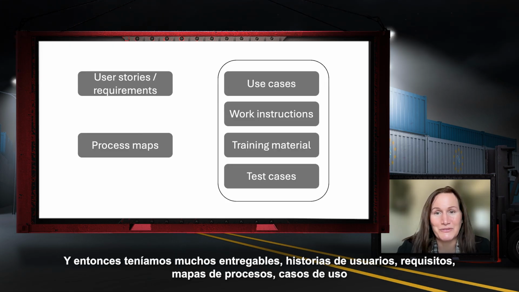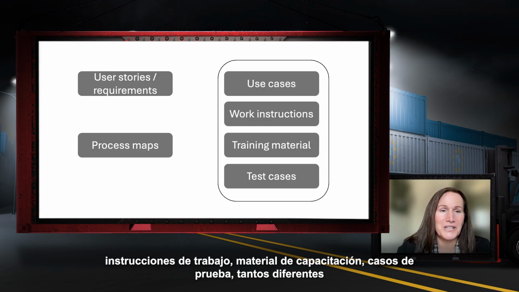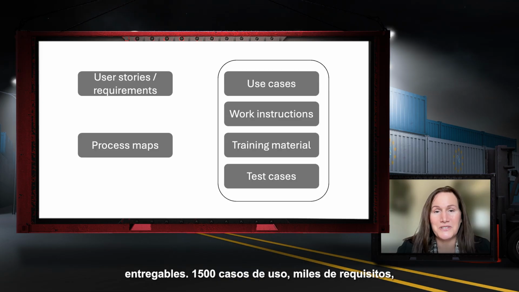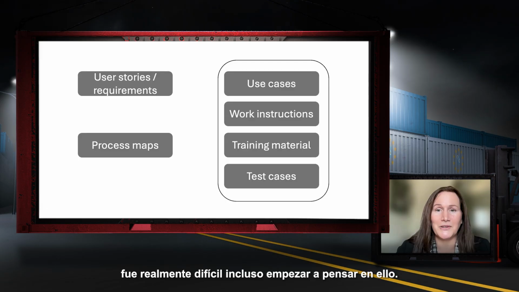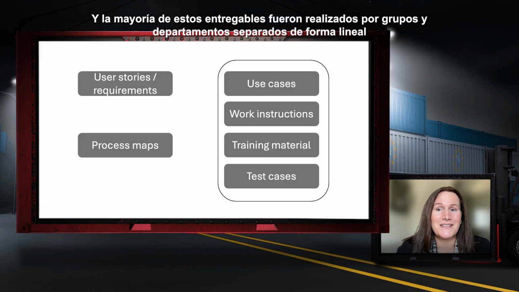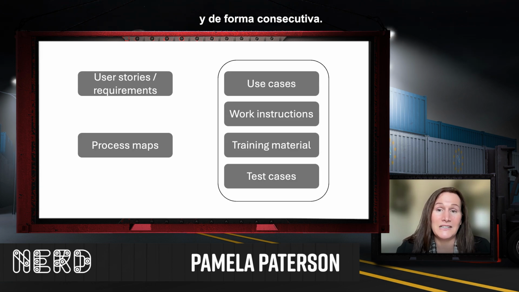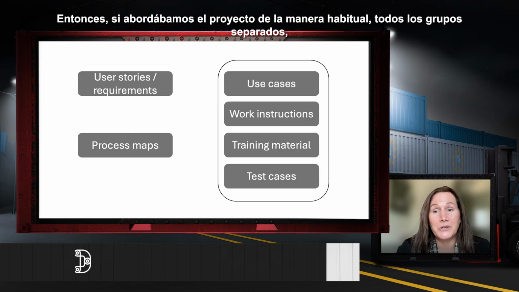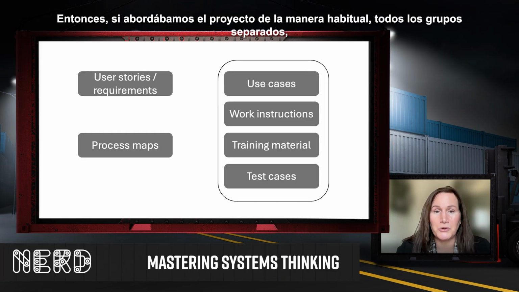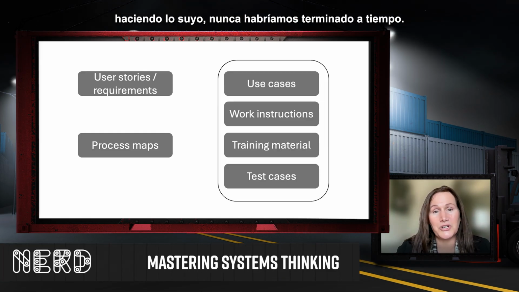We had a lot of deliverables. User stories, requirements, process maps, use cases, work instructions, training material, test cases, so many different deliverables, 1,500 use cases, thousands of requirements. It was really tough even to start thinking about it. And most of these deliverables were done by separate groups and departments in a linear way, okay? And in a consecutive way. So if we approached the project the way we normally do, all the separate groups doing their own thing, we never would have finished on time.